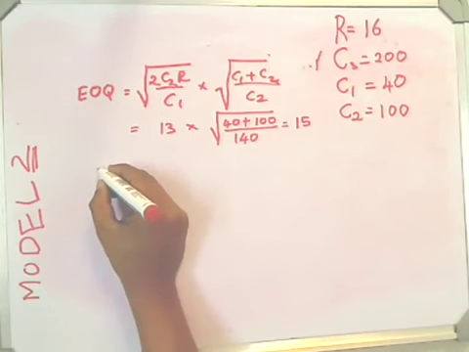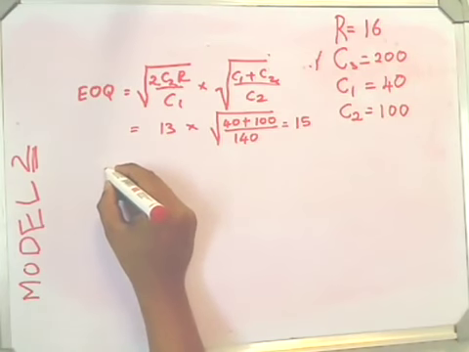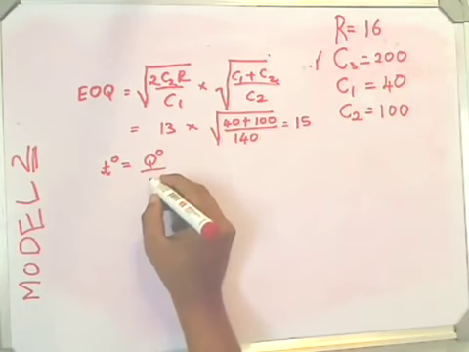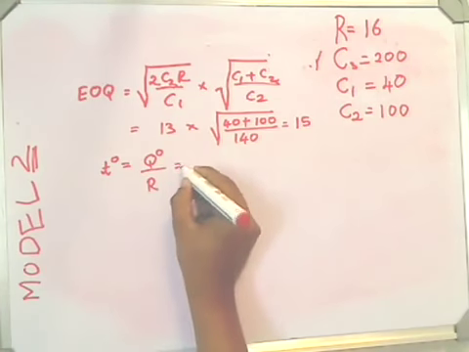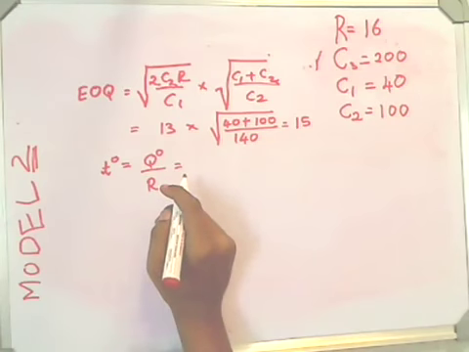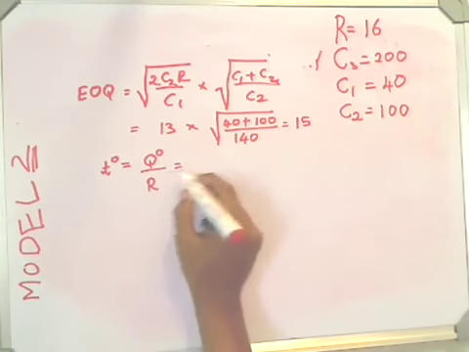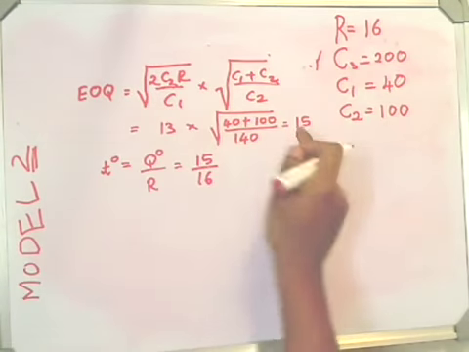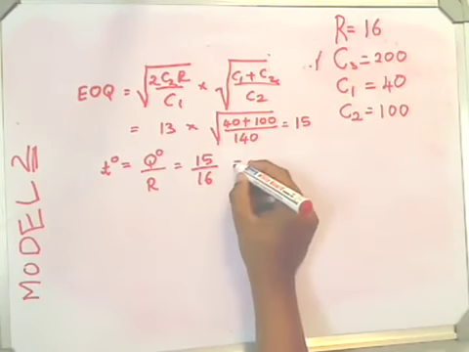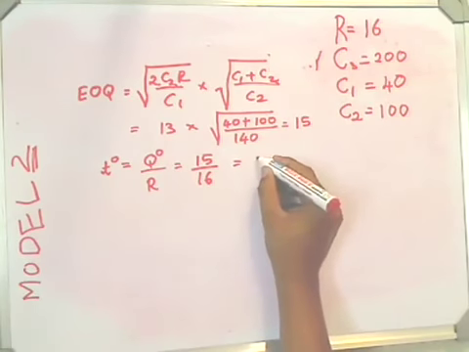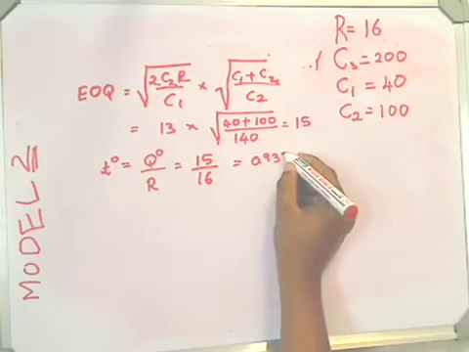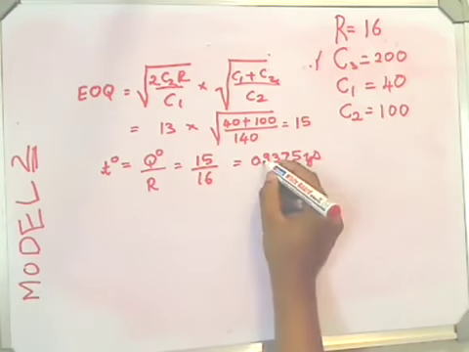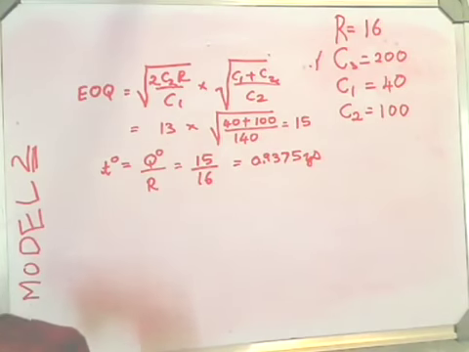Now, the reorder time here would be T naught, which would be equal to Q naught divided by R. Now 15 divided by 16. Q naught would be the one that I'm getting in this answer. Now this would give me 0.9375 years. This is what I should be able to get.